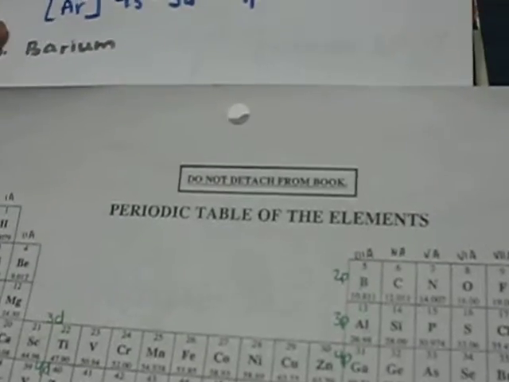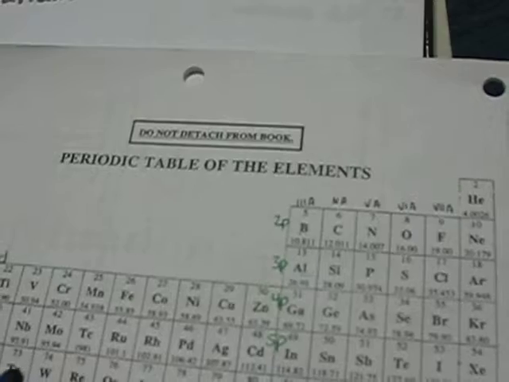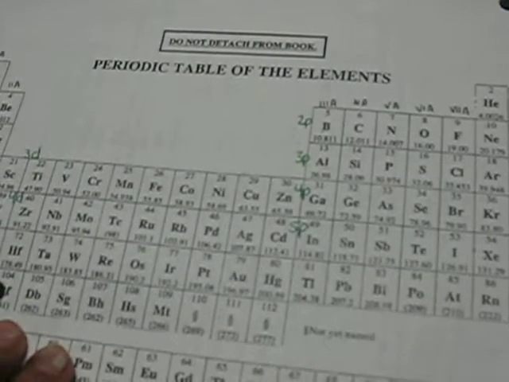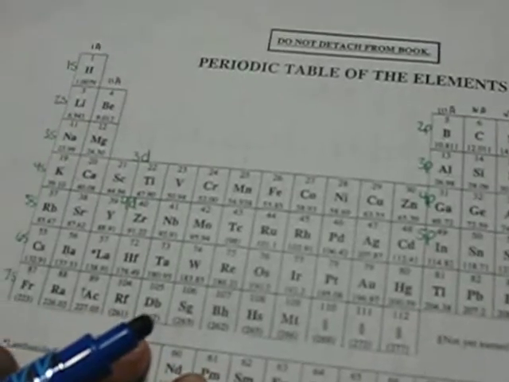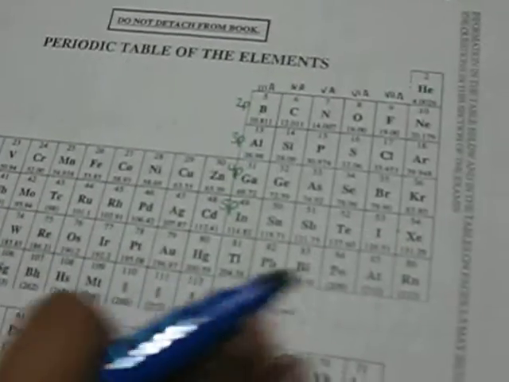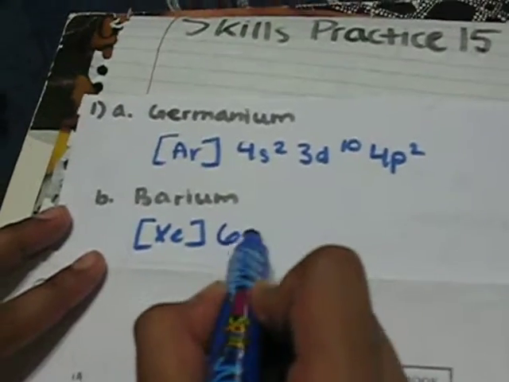The next one we have is barium. So you look at where barium is on the periodic table, and you have to look at what noble gas comes before it. Since barium is all the way down here, the noble gas that would come before it is xenon. And then you have to complete 6s2 to get to barium. So you write xenon and then complete 6s2.